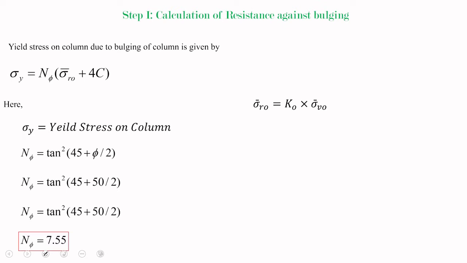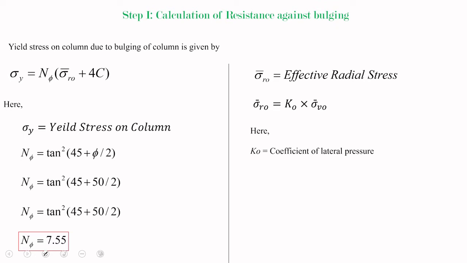Now the remaining one is sigma r0 bar. What is sigma r0 bar? That is the effective radial stress, and the formula to calculate it is K0 into sigma v0 bar. What is K0? K0 is nothing but the coefficient of lateral pressure, whose value is generally taken as 0.6. So here we take K0 equal to 0.6.